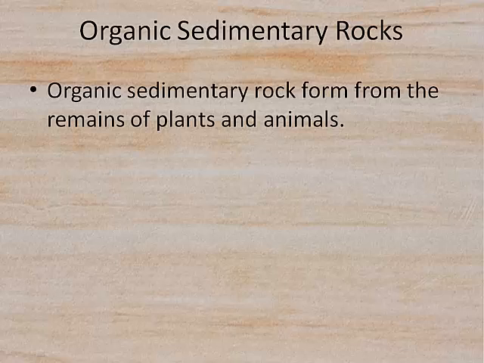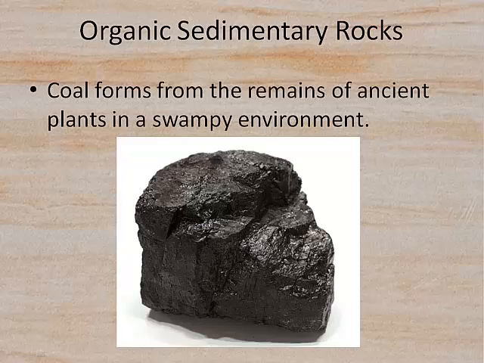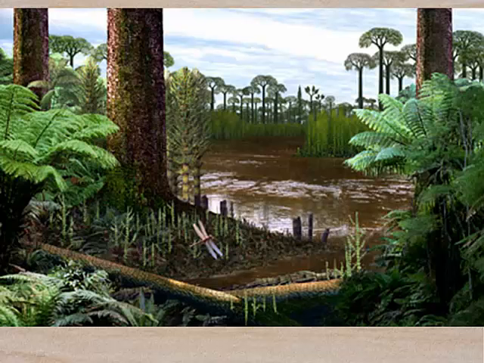And then there are organic sedimentary rocks, biologic sedimentary rocks. These form from the remains of plants and animals, right? And of course, coal is a great example of that. Coal is formed from the remains of ancient plants that lived in a swampy environment long ago. And this is what it would have looked like.